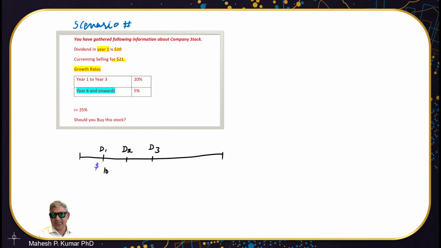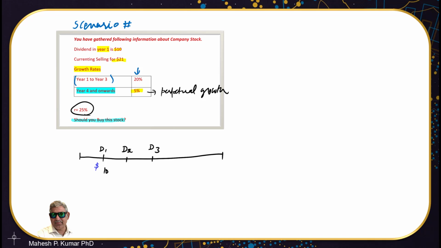There is a first bracketed growth rate: from year 1 to year 3 this company is growing at 20%, but year 4 and onwards this growth rate diminishes and becomes a constant growth rate, the perpetual growth rate at 5%. The cost of capital is 25%, that is the required rate of return on equity, and the question arises, should you buy this stock?